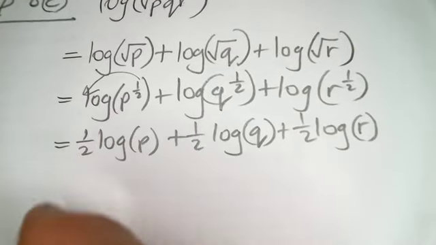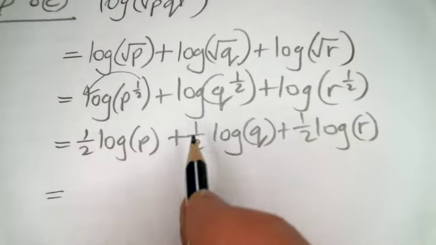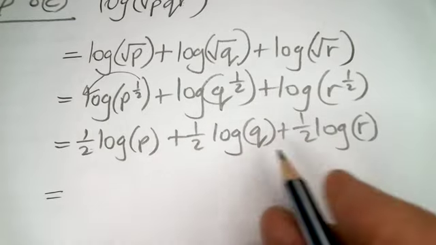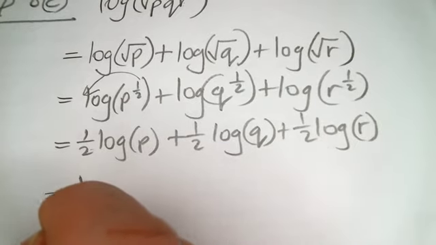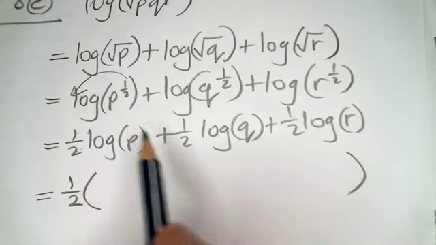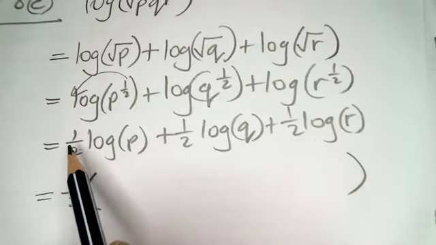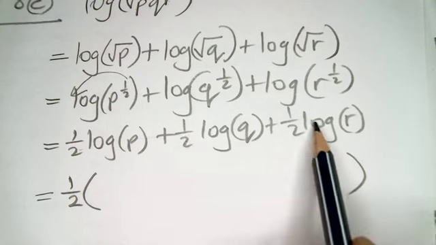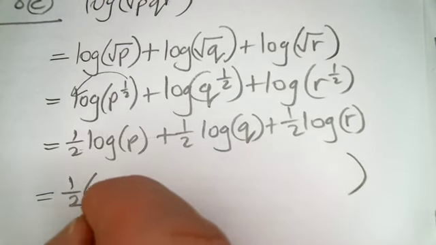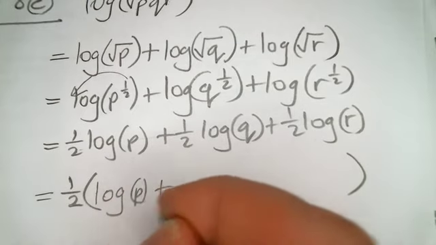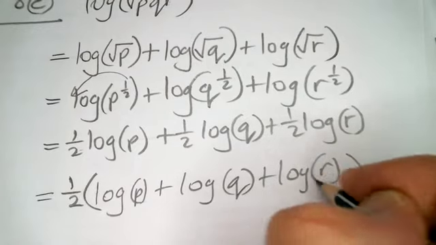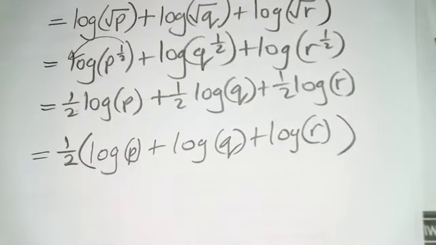Now, in algebra, of course, if you've got the same coefficient for each term, for each element, we could take that out and say that is going to be common to all of them. So I'm going to put the common element. In other words, when we factorize something, we say, what's common to them all? Well, a half is common to them all. So I'm going to put half outside the bracket, and then I'm going to have log P plus log Q plus log R. And that is my solution.